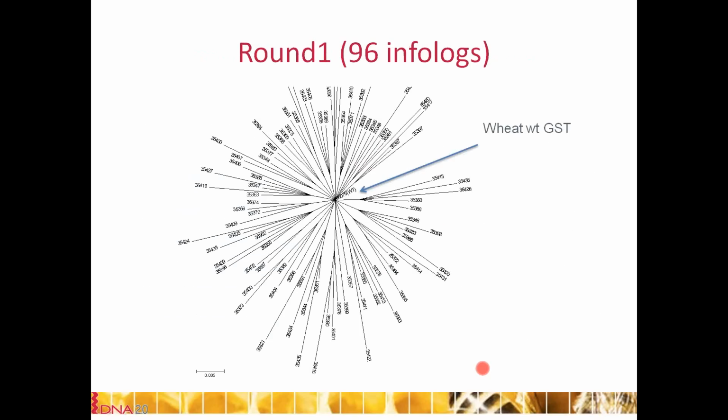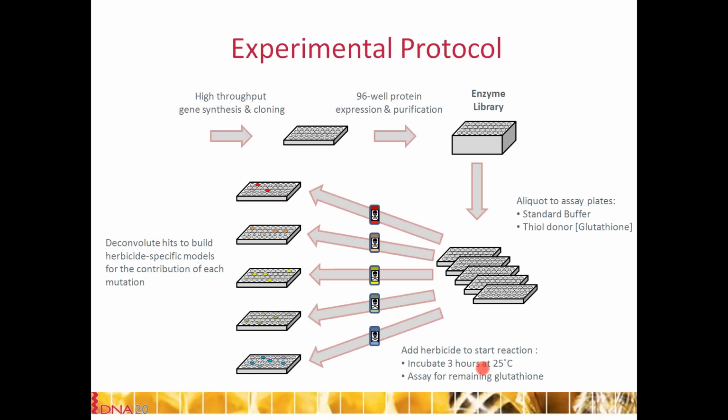We end up making, in this case, 96 infologs, and they parse out equidistant from each other as described, and we synthesize these, put them behind a His tag, purify the protein, and then test them against a library of xenobiotic compounds, in this particular case, a set of herbicides. So basically we have one starting point GST that is an actual gene, and we make a small cloud around that of the infologs, and then test those infologs for activity against the different herbicide substrates.